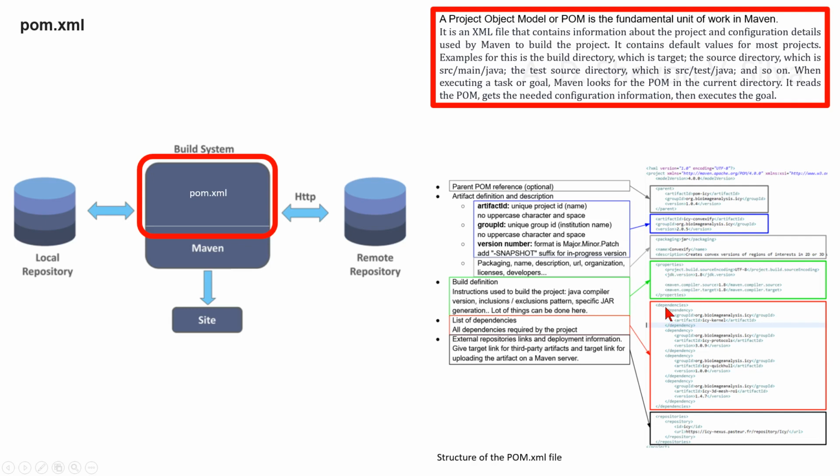Here is the list of dependencies, all dependencies required by the project. Here are the external repositories, external repository links, and deployment information. Give the target link for third-party artifacts and the target link for uploading the artifact on the Maven server.